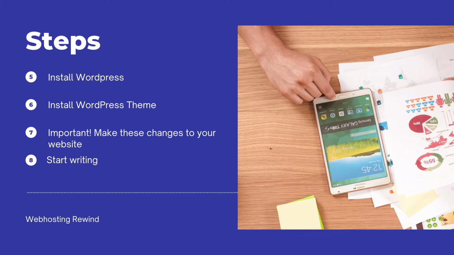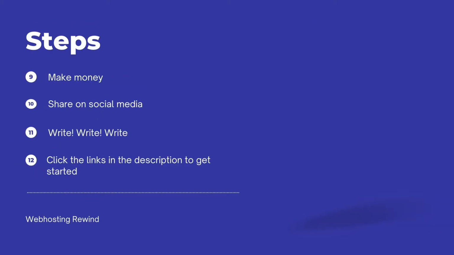Then, important changes that you absolutely need to make so that your website can be seen and heard and you can start making some money. After that, we're going to talk about how, why, when, the best way to start writing so that you can attract the audience that you're looking for. Next, we're going to talk about different ways that you can make money, why you should share your content on social media, and how many blog posts you should write in the very beginning.